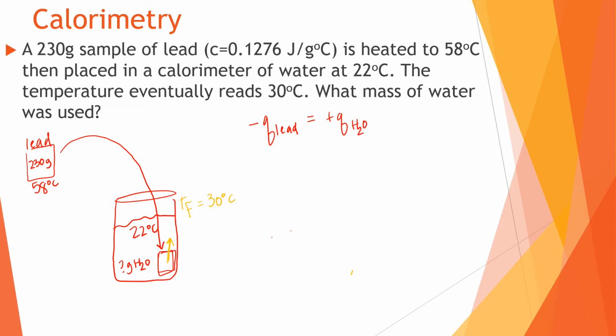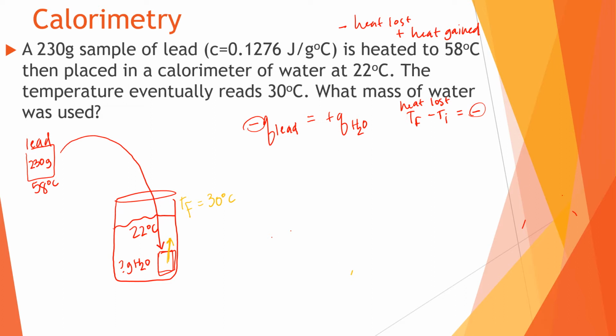Now, I put these signs, negative and positive. Negative just means heat lost. Positive means heat gained. I'm going to show you an example of when it's essential that you include those negatives and positives, because technically when heat is lost, the final temperature minus the initial temperature is going to give you a negative number. So then what this negative does is they cancel those out.